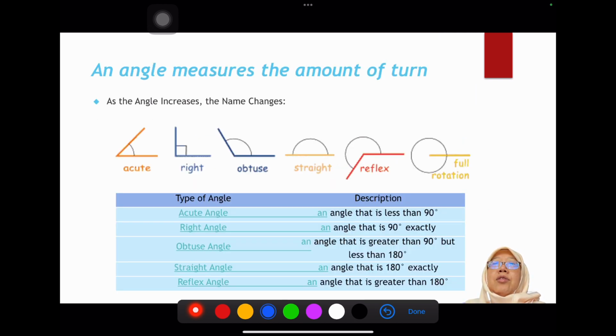Alright, let's get to know the angles. The name here is due to the degree of the angle. So the first one on the left is acute.